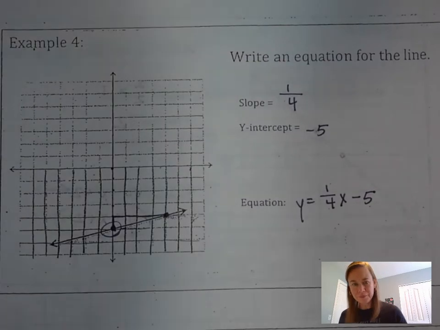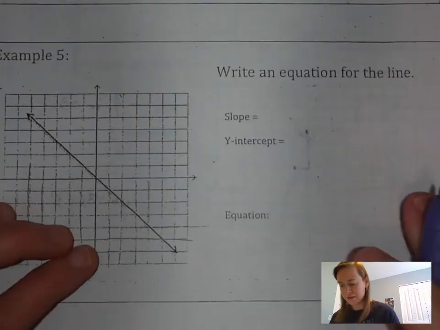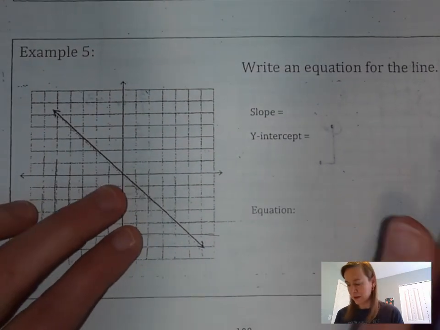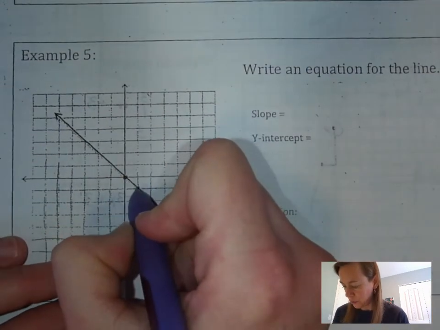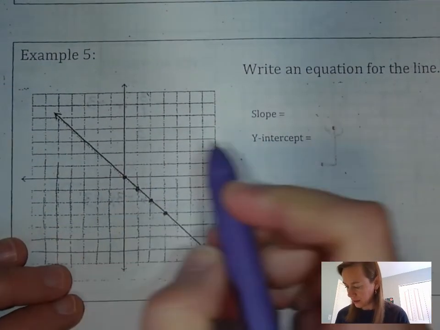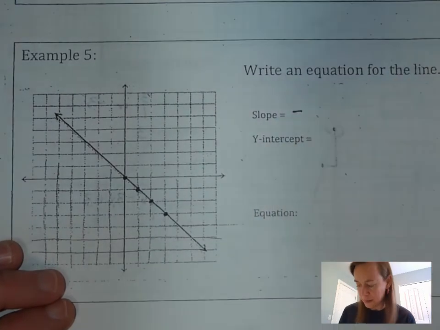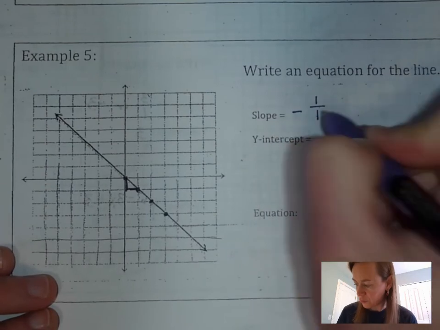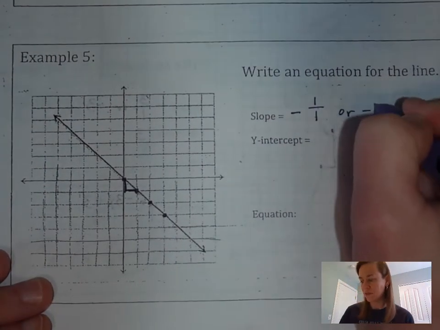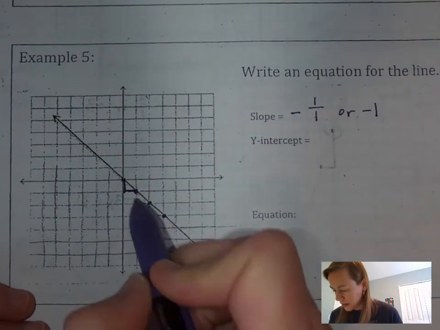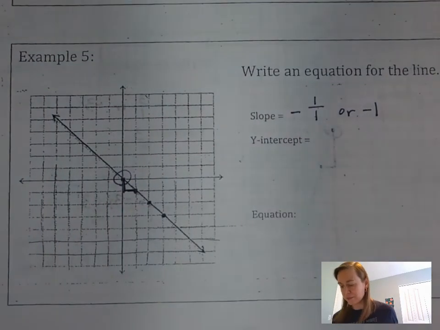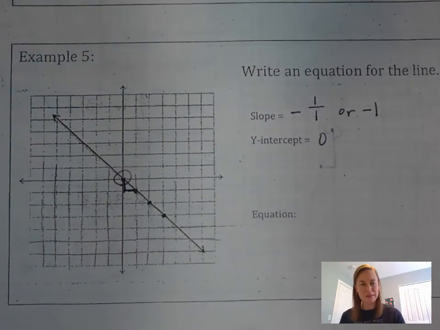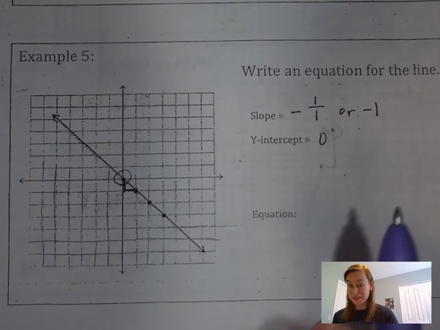Okay, let's do another example. Slope here. It looks like it crosses a whole bunch. We could put lots of dots here. I'm just going to use these. It's going downhill, so it'll be negative. We're going to go down 1 and over 1. So negative 1 over 1. That's the same thing as negative 1. Y-intercept, it crosses, look, it crosses right at 0. Okay, y-intercept equals 0. And now let's plug this into our equation.